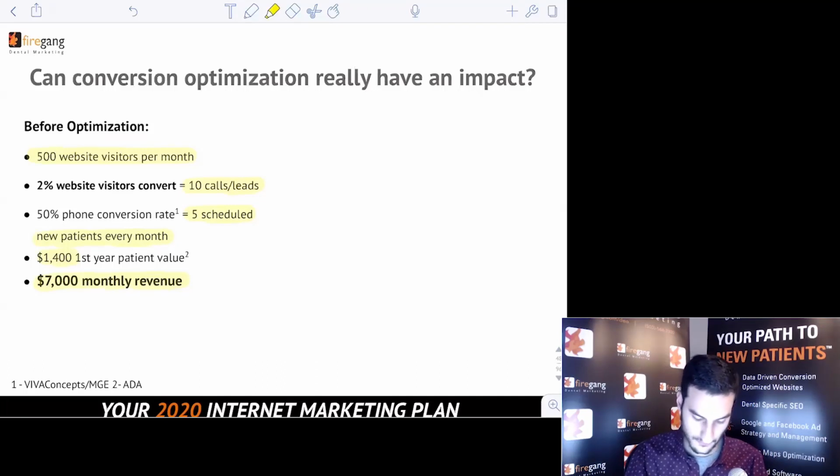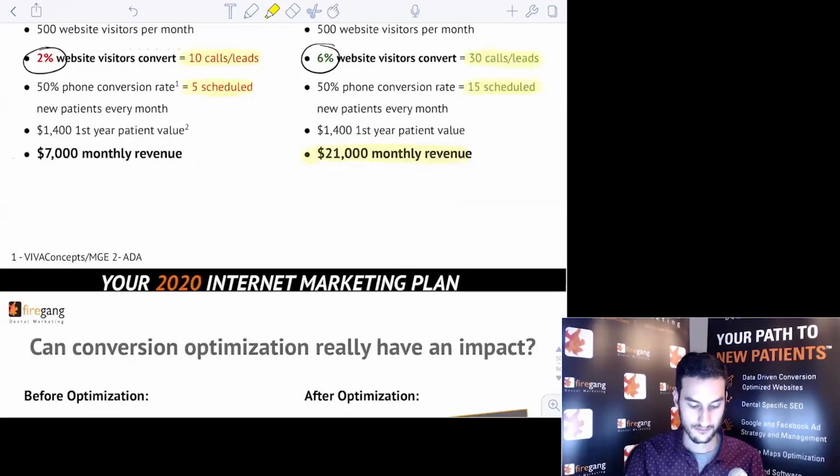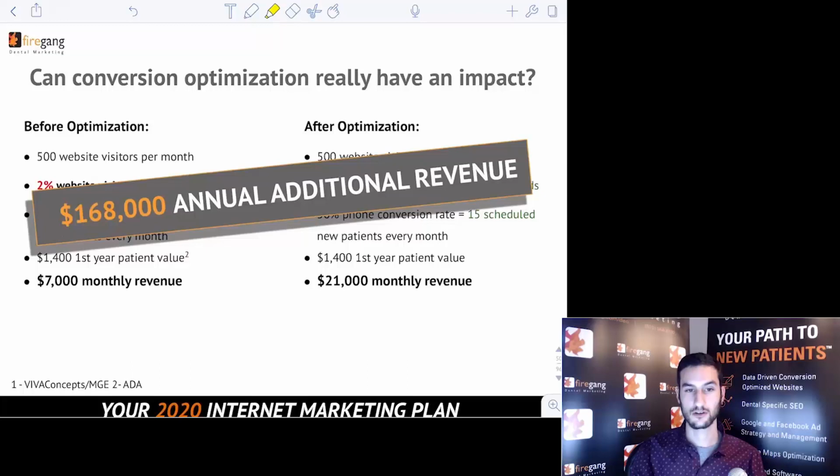Okay. So what if we increase this from 2% now to 6%? All of a sudden, we go from 10 calls from those 500 website visitors to 30 calls. We go from 5 scheduled new patient appointments to 15 scheduled new patient appointments, which is going to drive us $21,000 in monthly revenue by upgrading our website, by adding these conversion pieces in place. And that's going to give us $168,000 in additional annual revenue to the practice by elevating our website.